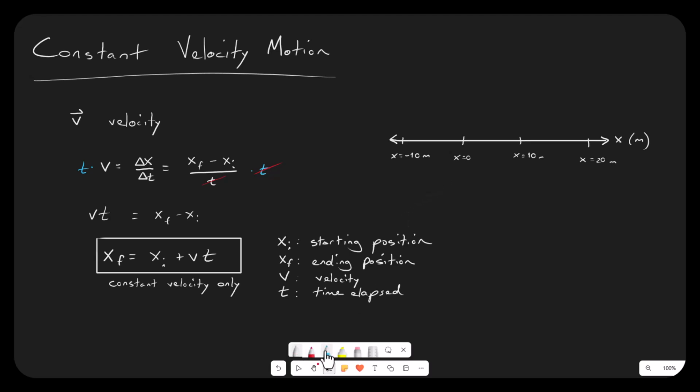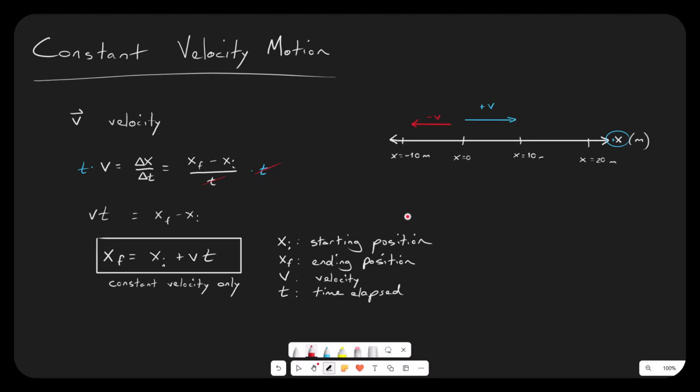So what we see is any velocity that is a positive number, a positive velocity, means we are moving in this direction toward positive x. A negative velocity, so this is a positive v, a negative velocity means we are moving to the left.